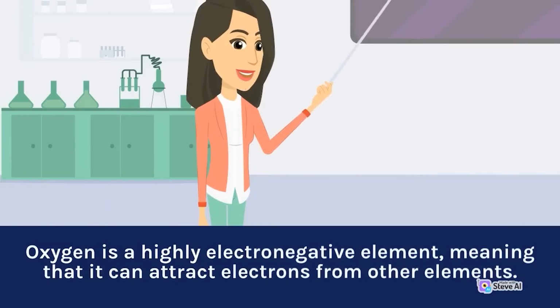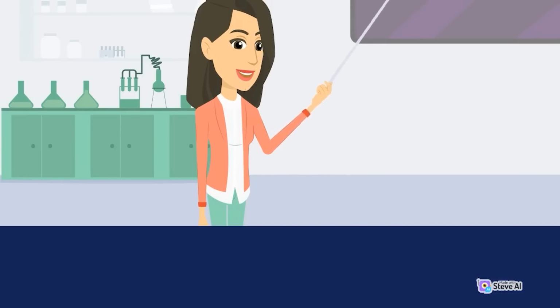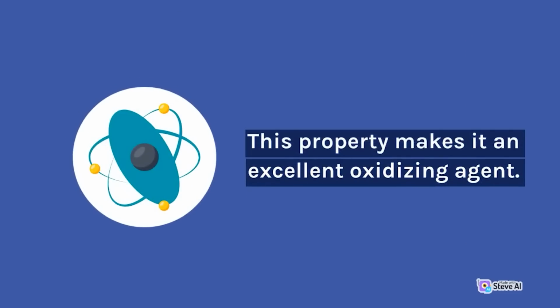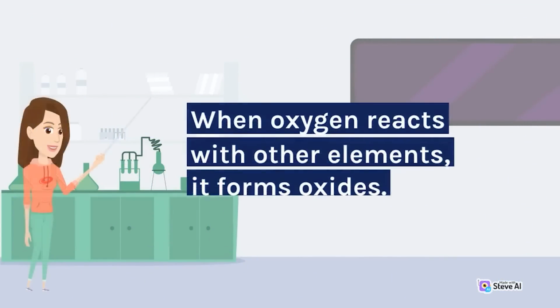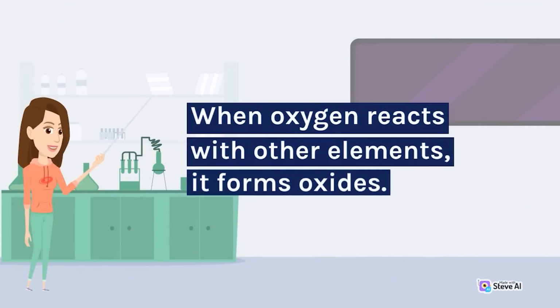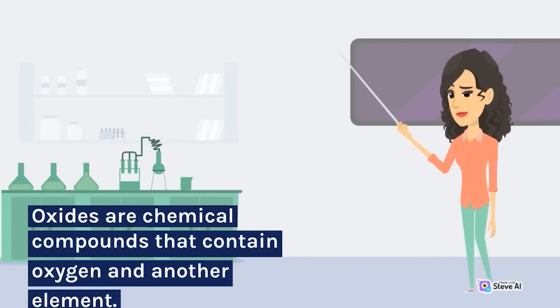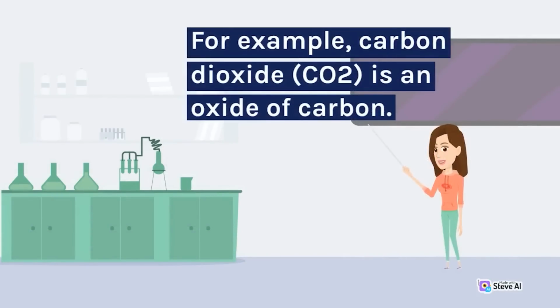Oxygen is a highly electronegative element, meaning that it can attract electrons from other elements. This property makes it an excellent oxidizing agent. When oxygen reacts with other elements, it forms oxides. Oxides are chemical compounds that contain oxygen and another element. For example, carbon dioxide, CO2, is an oxide of carbon.